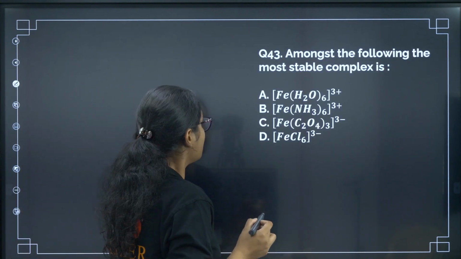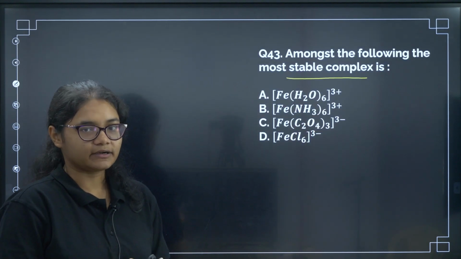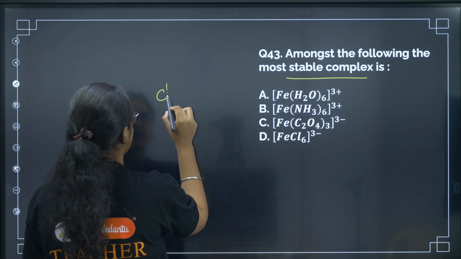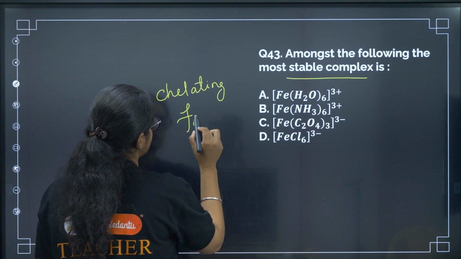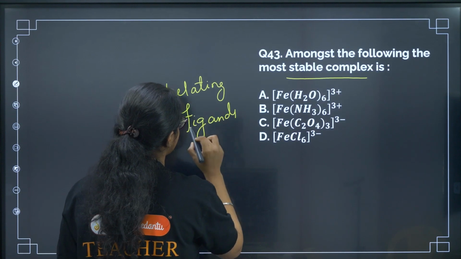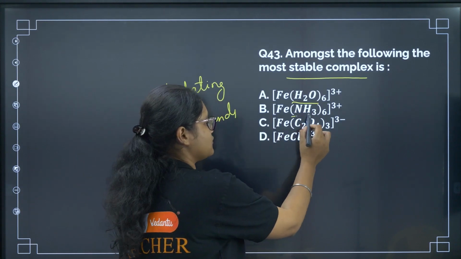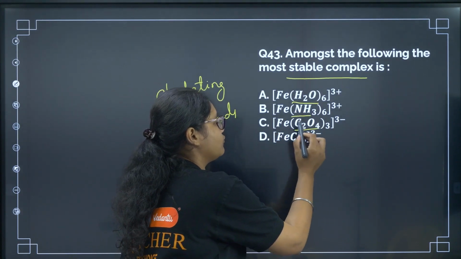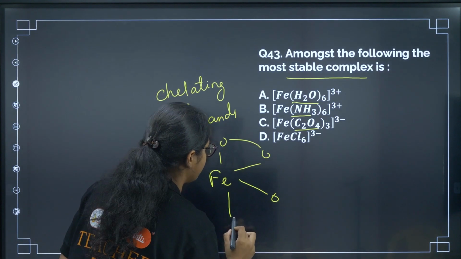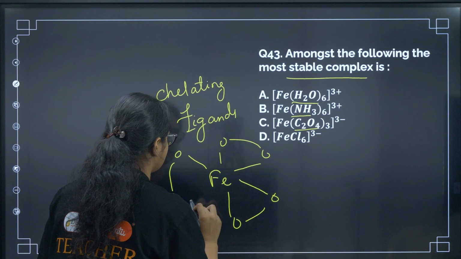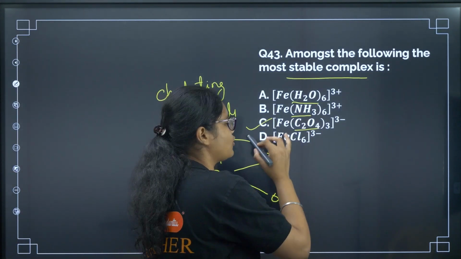Okay, next, amongst the following, the most stable complex. So stability depends on various factors. One of the important factors is if you have chelating ligands, or the ligands which form circular rings. So these types of ligands will enhance the stability. Now here H2O is a monodentate ligand, NH3 is also a monodentate ligand, but if you see C2O4, these are your bidentate ligands. Okay, if you draw the structure, we will get a structure like this. Due to the ring formation, there is some extra stability. So the most stable complex will be your option number C.